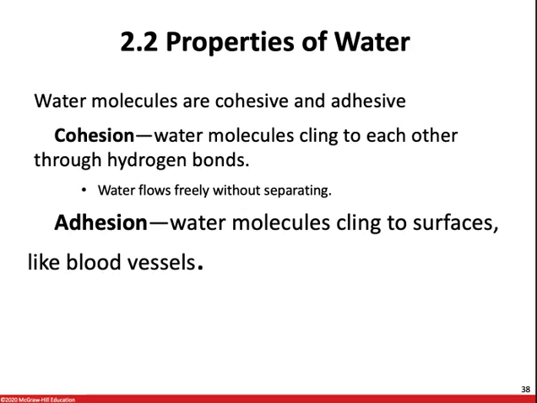Multicellular animals often contain internal vessels in which water assists in the transport of nutrients and wastes. And the cohesive and adhesive properties of water allow blood to fill the tubular vessels of the cardiovascular system. It also allows the transport of water in plants.